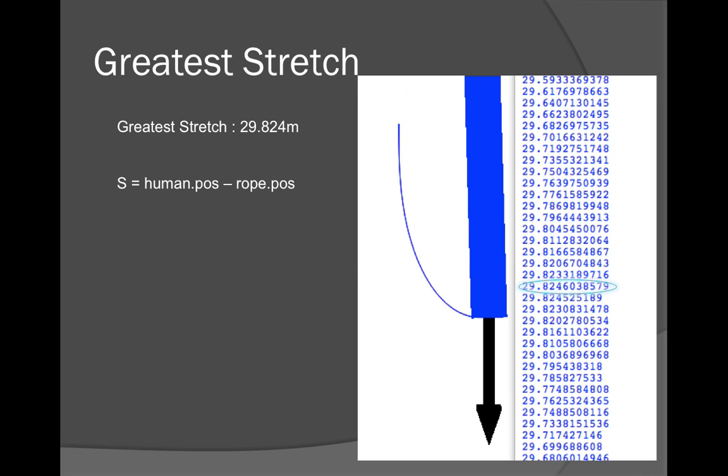Next, we look at where it underwent the largest stretch. By going through the same procedures, we can see where S is the greatest. Once again, this value right here is where S is the greatest, where it is also at the bottom of the swing.